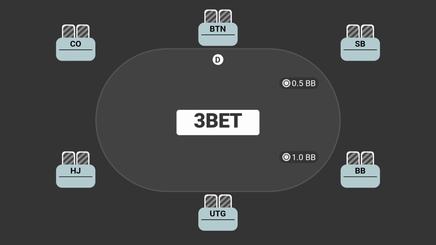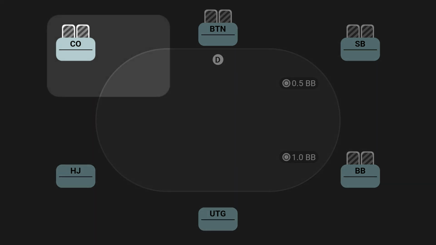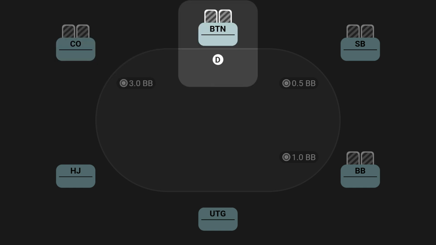First of all, let's define what a 3-bet is, and when a player can do it. After a player has open raised, a second player decides to re-raise. The first pre-flop re-raise is what we call 3-bet.